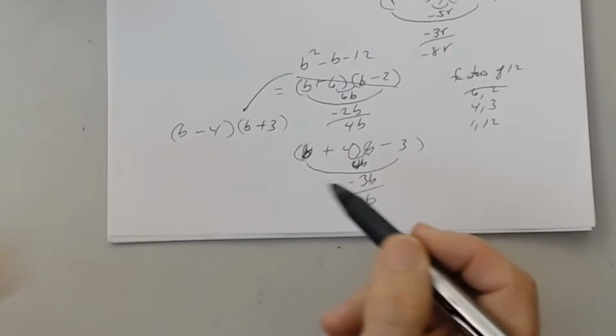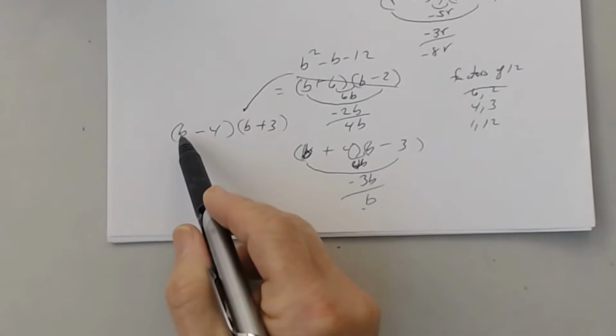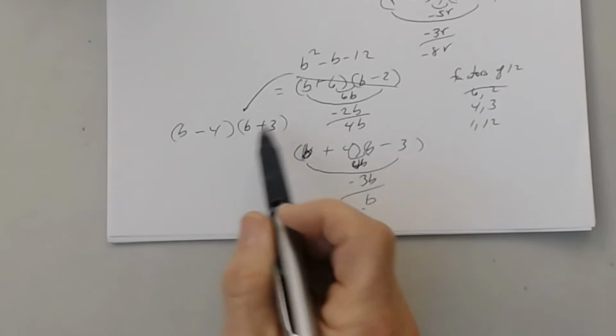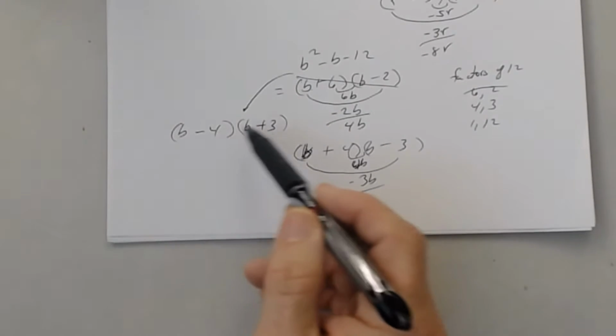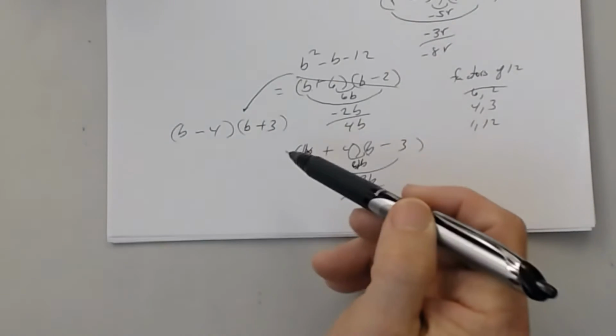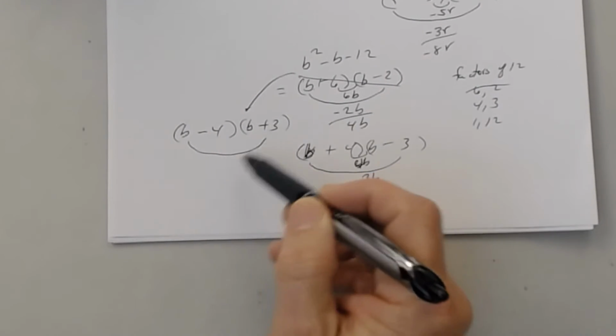And again, check it. The FOIL. b times b? b squared. Let's go to the last. What's the negative 4 times the positive 3? Negative 12. All I got to do now is just check the outer and the inner. What's the outer?